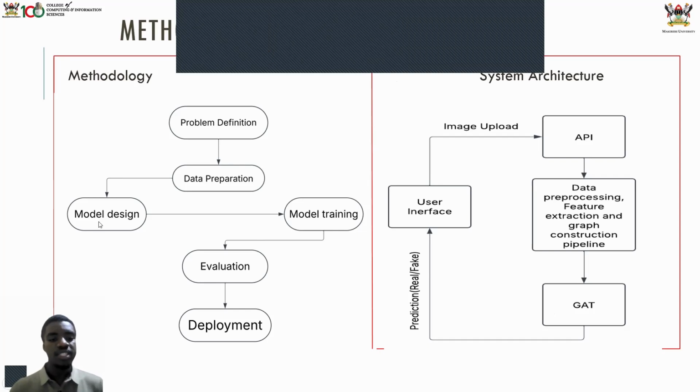Then we have the model design. Here we get different models and try to train them. After training them, we evaluate them to come up with a best model. And of course, after getting a best model, we deploy it on Render or Streamlit, depending on what we want.